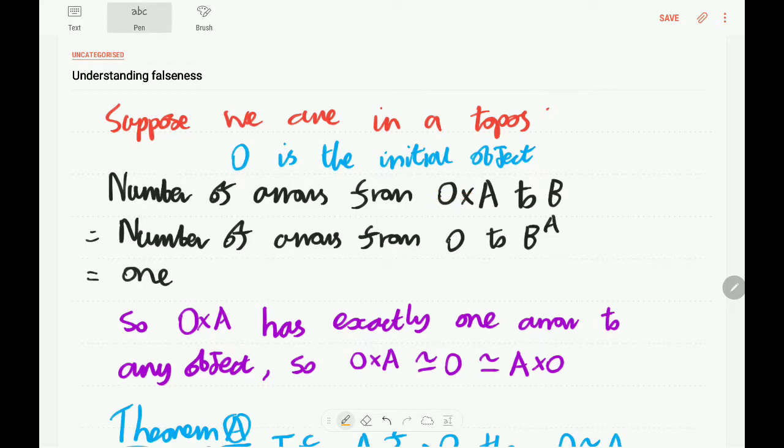Notice that by doing this kind of transpose operation, we get a way of putting arrows from 0 times A to B in one-to-one correspondence with arrows from 0 to B to the power of A. So the number of arrows from 0 times A to B equals the number of arrows from 0 to B to the power of A, which is 1. So there's exactly one arrow from 0 times A to B. That means that 0 times A is an initial object. Any pair of initial objects are isomorphic, so 0 times A is isomorphic to our initial object, and it's also, of course, isomorphic to A times 0.